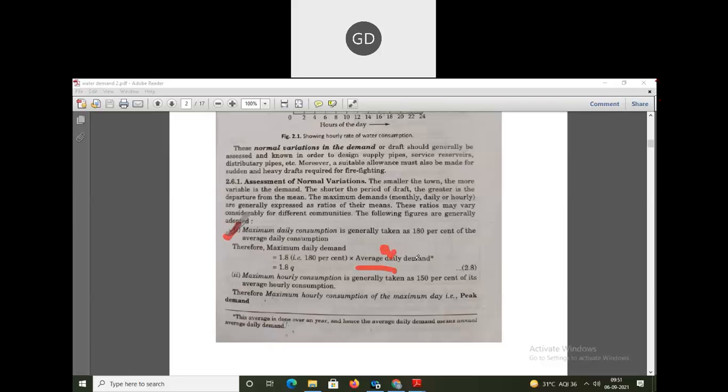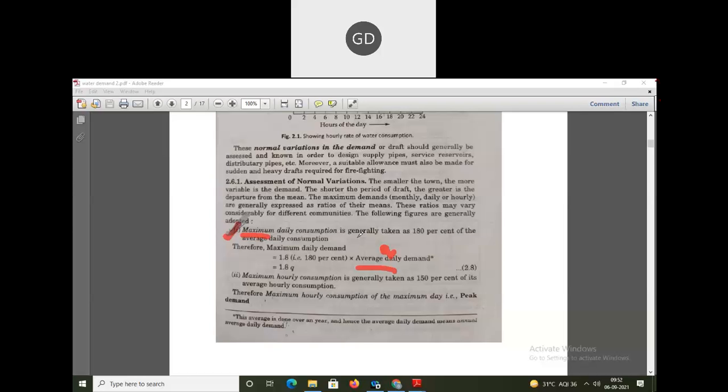Then it is the maximum daily consumption. That means in a particular day, what is the maximum daily water consumption that is happening. This is given by the formula 1.8 multiplied by small q, where small q is the average daily demand, like what is the average amount of water being used daily.